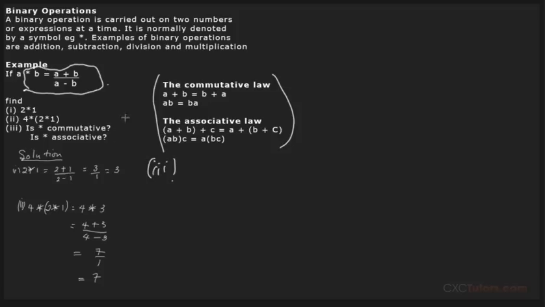Now look at part 3 of the question. It asks, is star commutative? Is star associative? In order for us to answer this part of the question fully, one needs to know the commutative law and the associative law. Now, the commutative law states that the order in which we add or multiply doesn't really matter. In other words, A plus B gives the same result as B plus A, and A multiplied by B gives the same result as B multiplied by A.